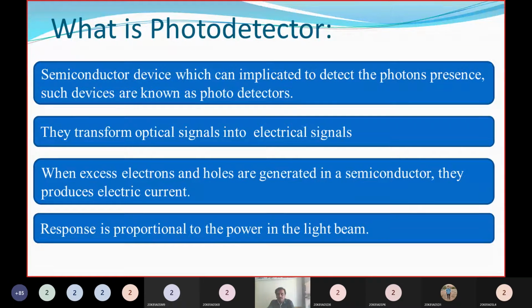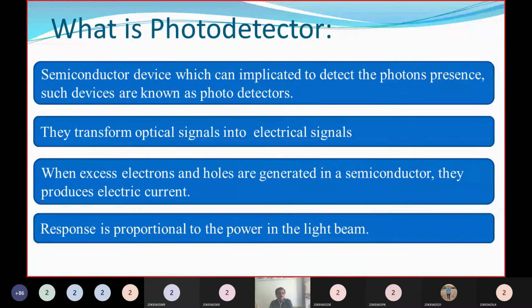It shows some readings, depending on our settings. How it works: whenever light is incident on the PN junction diode, what happens? In that PN junction diode, there are two regions, one is the P region and the other is the N region.